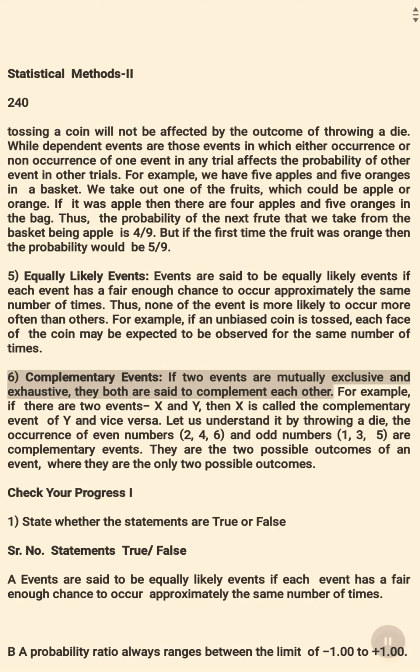6. Complementary events. If two events are mutually exclusive and exhaustive, they both are said to complement each other. For example, if there are two events X and Y, then X is called the complementary event of Y and vice versa. Let us understand it by throwing a die. The occurrence of even numbers, 2, 4, 6, and odd numbers, 1, 3, 5, are complementary events. They are the two possible outcomes of an event, where they are the only two possible outcomes.